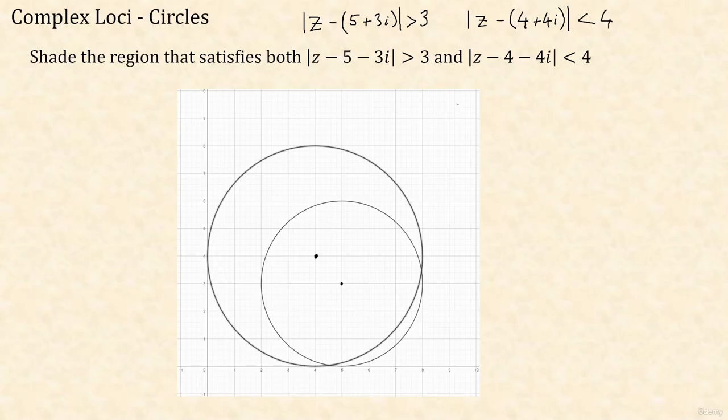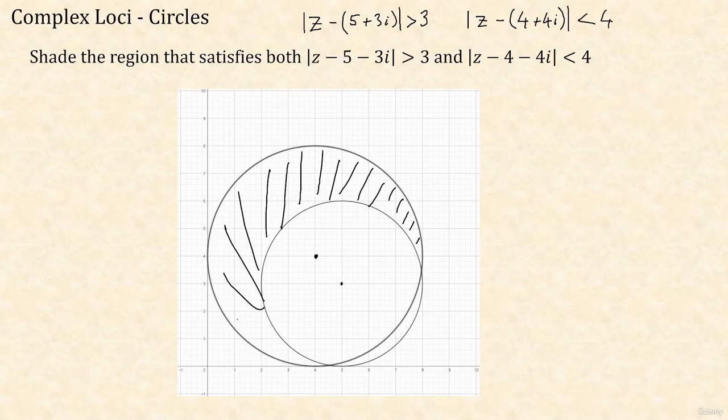Now let's think about what we want. We want it to be outside this circle, because we want the distance to the point 5 plus 3i to be more than 3. But we want it to be inside this circle, because the distance to the point 4 plus 4i should be less than 4. So the region that we want is going to be this, I don't know if it's quite a crescent, I'm not sure what the mathematical name for this shape is, but it's all of this stuff here. And you could, in theory, be asked all sorts of questions about that, maybe find the area of that, and that's going to be pretty challenging in this case. But that's an example of a more complicated loci question involving circles.